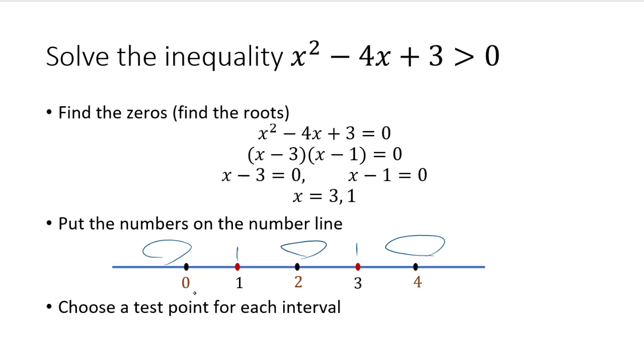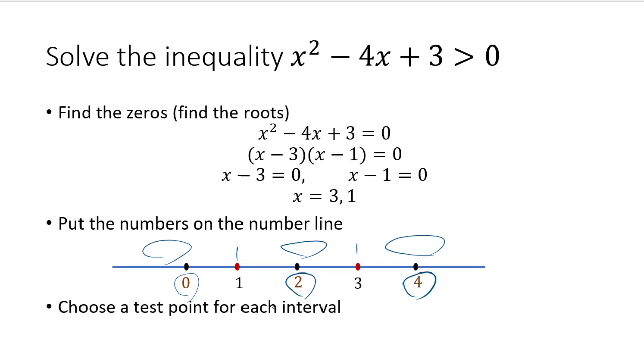You're trying to work with these numbers, so it's easier if you choose numbers that are small. So 0 would be the obvious choice before 1. 2 is like the only integer between 1 and 3. 4 is the smallest integer after 3. So these are the 3 test points I picked.